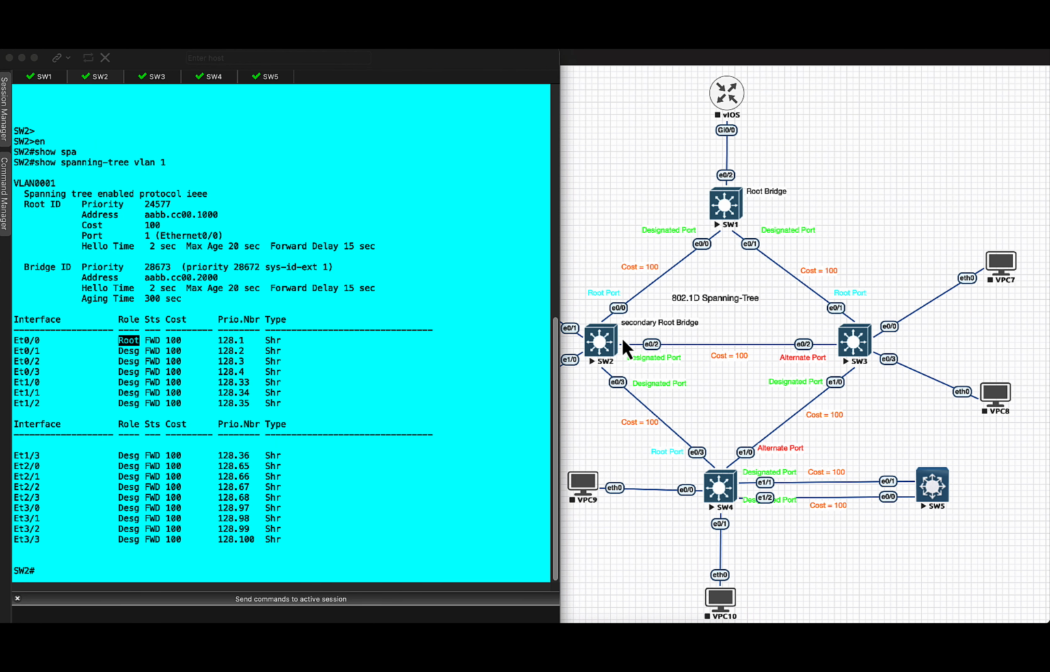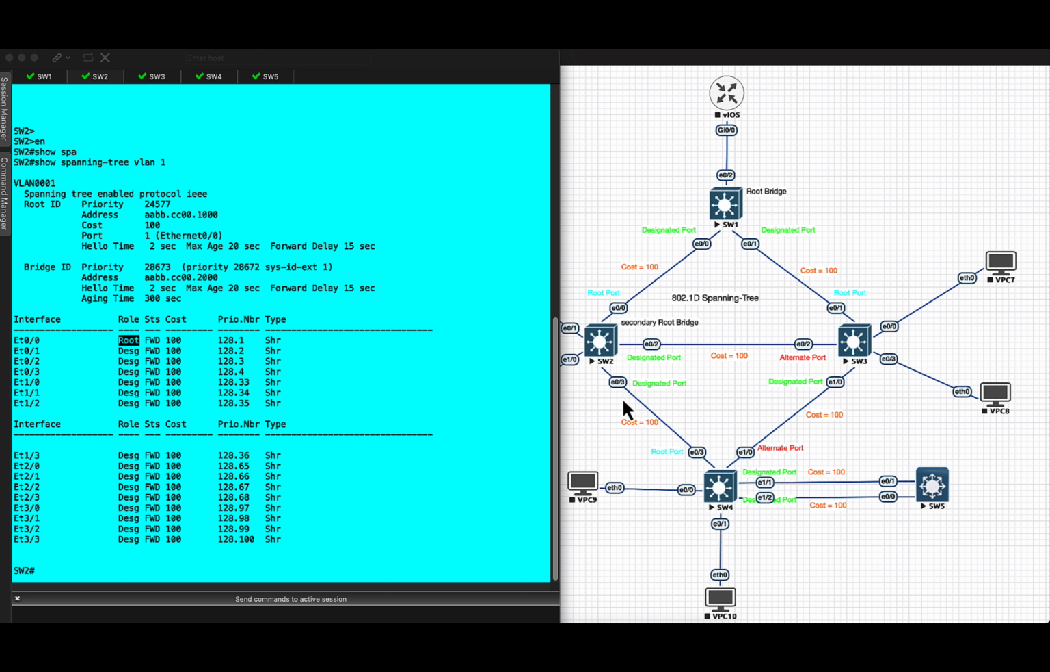So take a look at our topology here. If I look at switch 2, you can see E0/0 has a cost of 100 to get to the root bridge, which is switch 1. And if switch 2 uses E0/2, it will have a cost of 200. It will go through here, which is 100, and add another 100 from here to here. So that's higher than this E0/0.